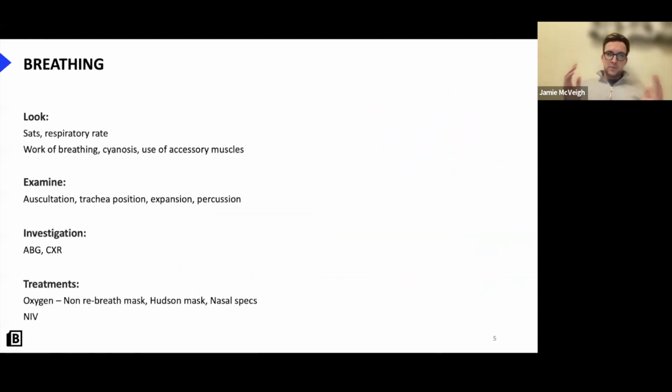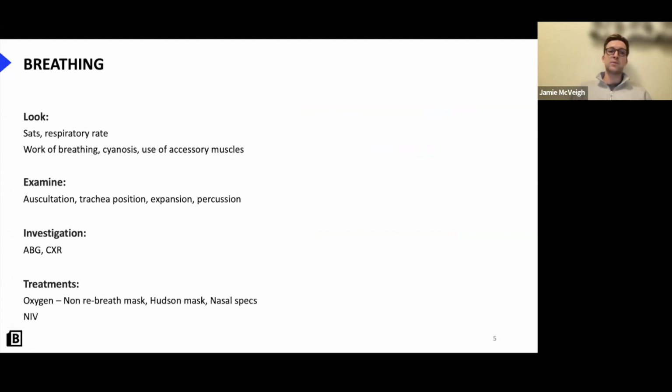Breathing. Look at the patient from the end of the bed. Do they look tachypneic? Do they look blue? Do they look cyanosed? Have they got an increased work of breathing? Are they using their accessory muscles? All really useful signs that take a bit of experience to gather. But you can tell straight away if someone is in respiratory distress. It's fairly obvious.